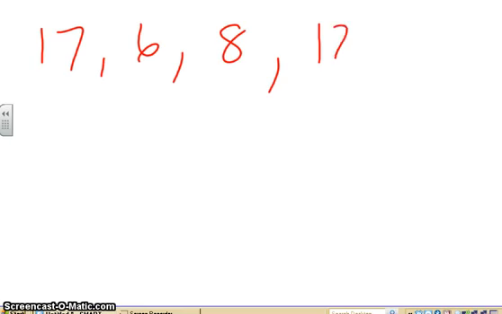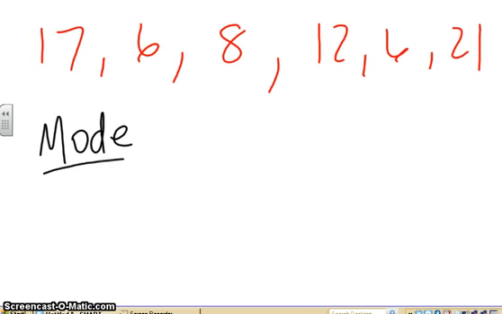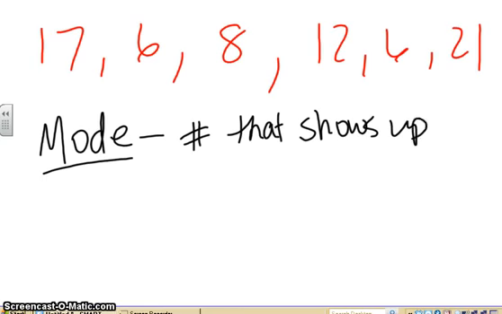Okay, and then if we take our same list of randomized numbers, and now I want to find the mode. So the first thing we found was the median, and that was the number in the middle. The mode is the number that shows up the most. Now notice I did not say the number that is the most, because we're not always looking for the biggest number when it's talking about the mode. We're talking about the number that shows up the most in the list.